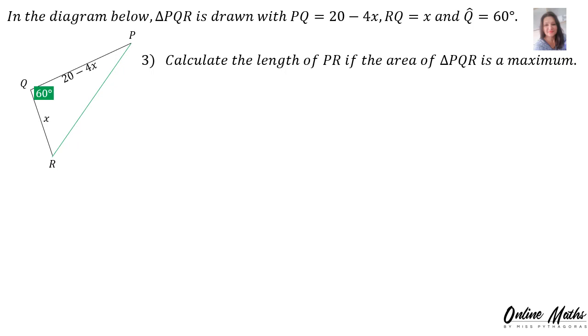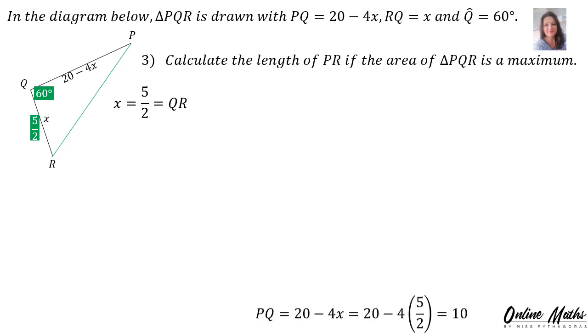So QR is x, and in the previous sum we calculated that x was 5 over 2. Therefore, QR's length is 5 over 2. QP was given that it is 20 minus 4x.